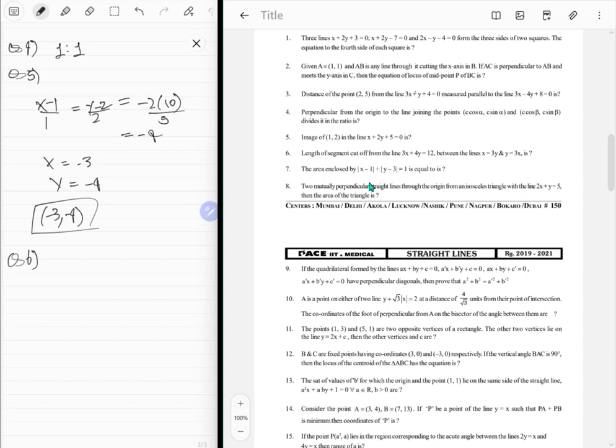Length of segment cut off from this line between these two lines. Draw this. So y equal to 3x is like this, and x equal to 3y is like this. And then this line is just this. So you just want to find these 2 points and be done with it, basically. Is there any other way to do this? I don't think so.